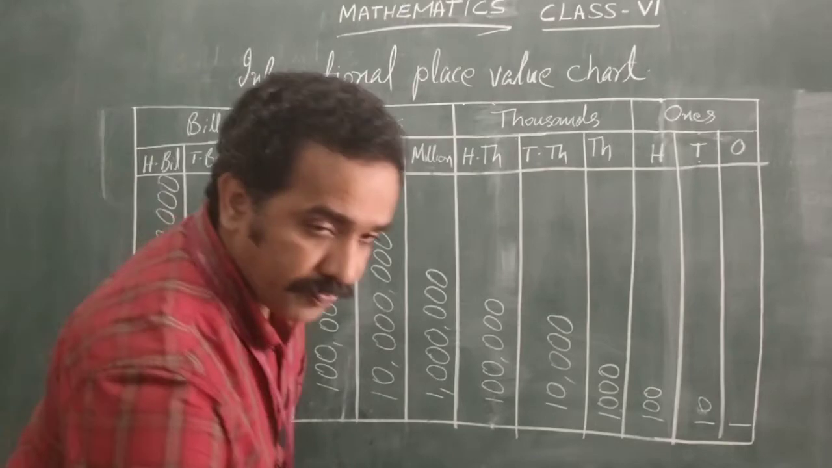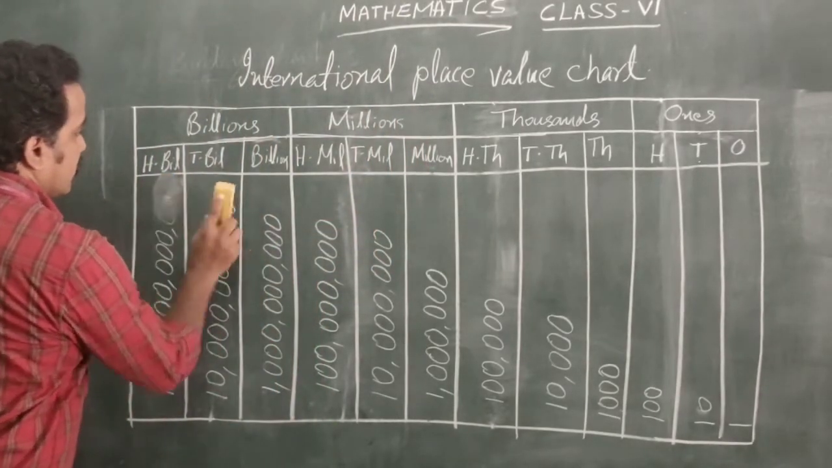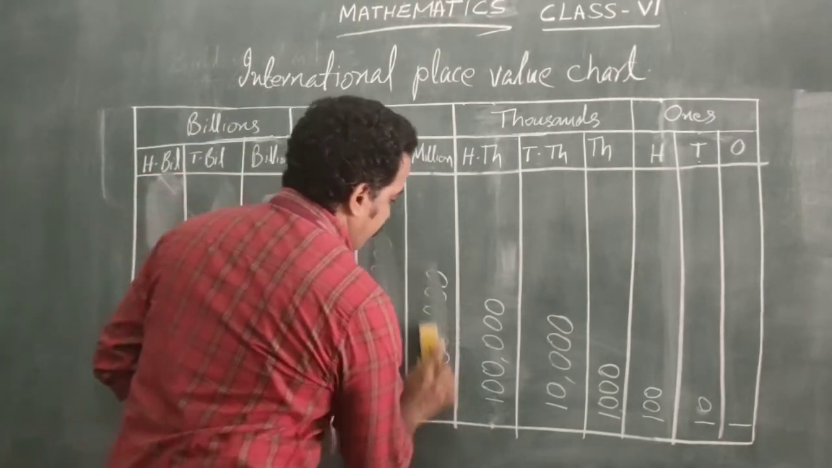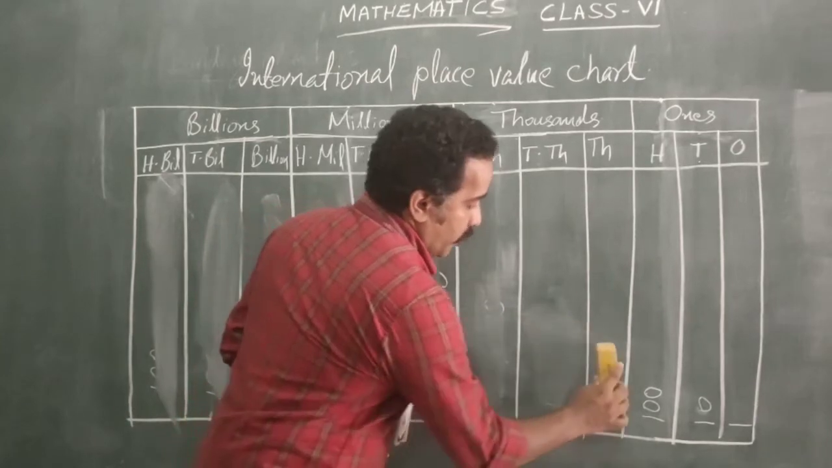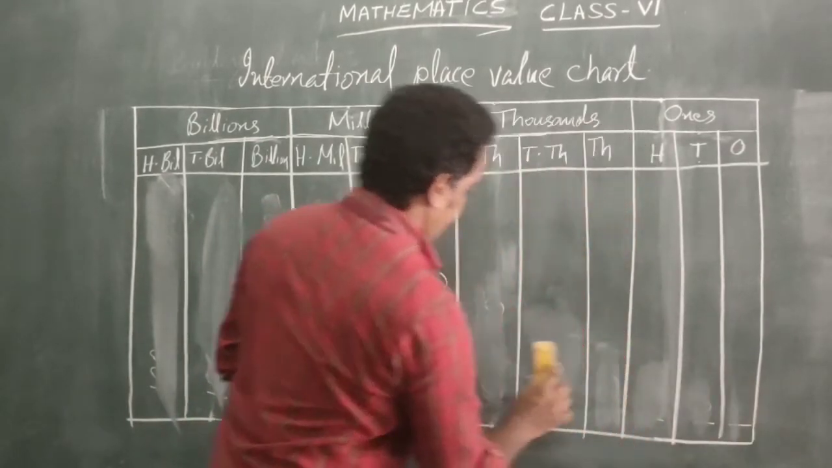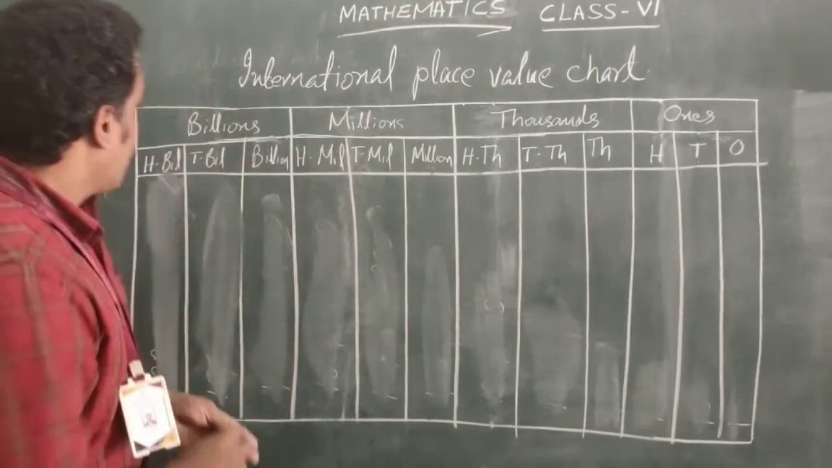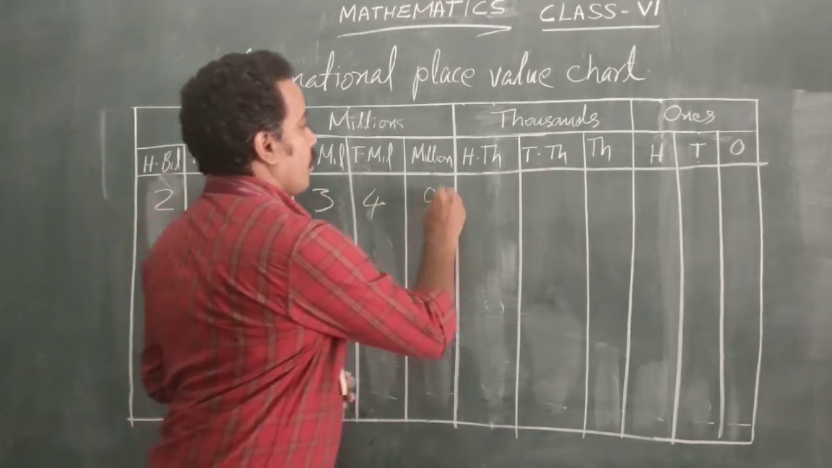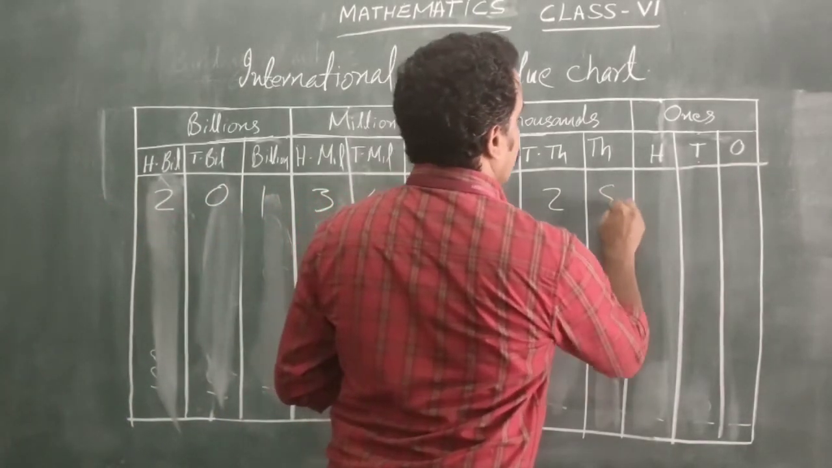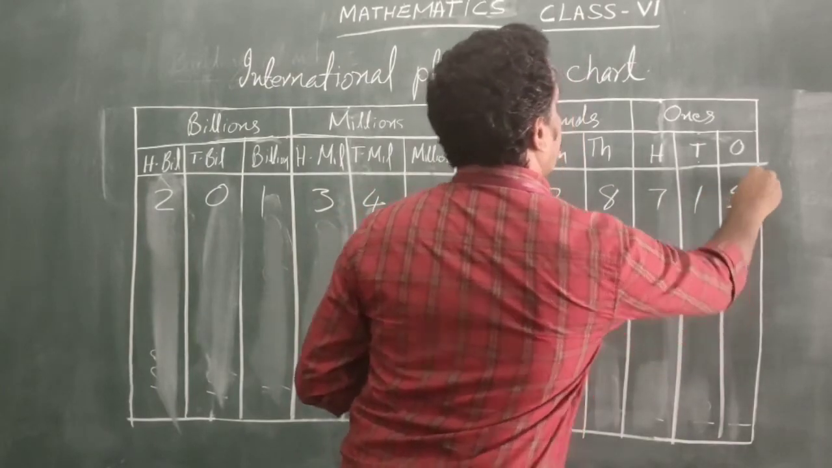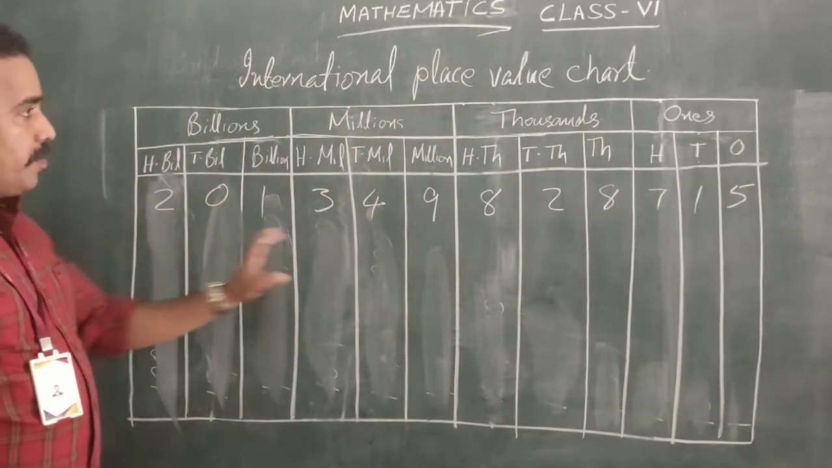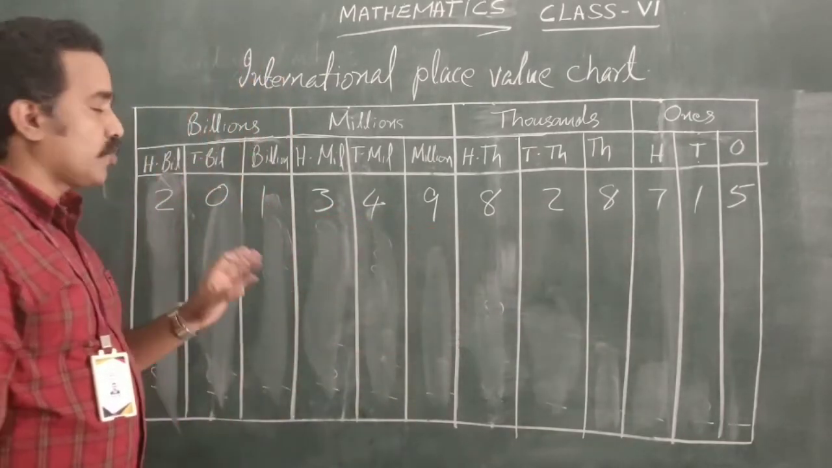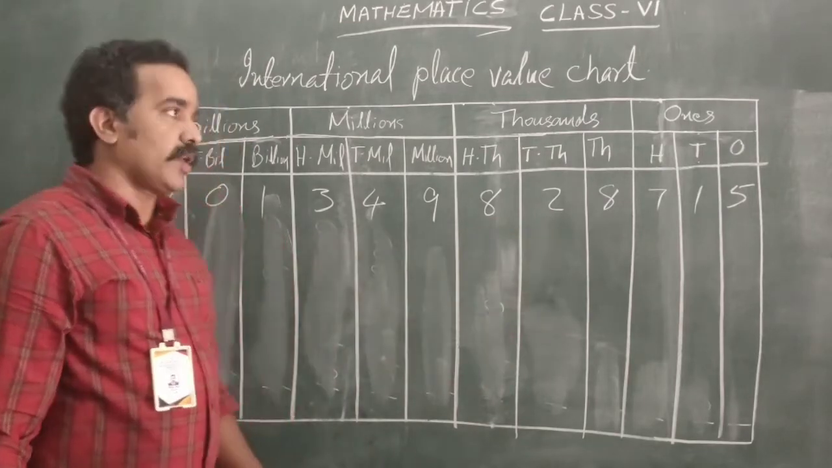I will write a number and let us see how we can read that number. I am removing this. See, if I am writing some digits here, this is a number, a very big number, no? A 12 digit number. How can we read this 12 digit number using the international place value system?